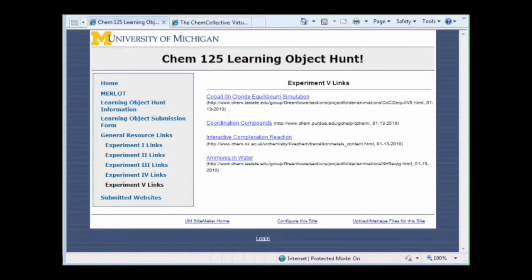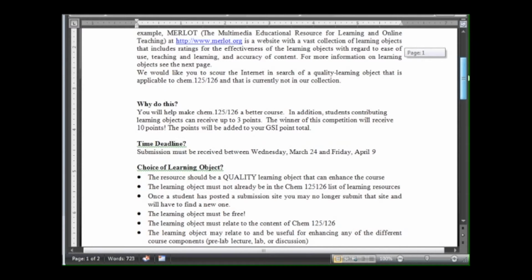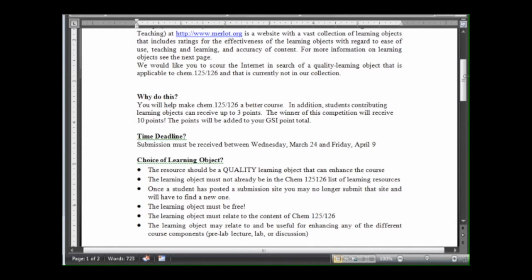The rules of the competition were that each student could submit an online learning object of their choosing that related to the course in some way, either directly related to an experimental concept, basic skills of the course, or presentation skills.